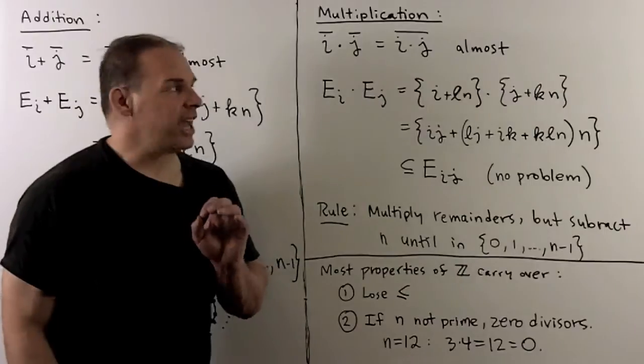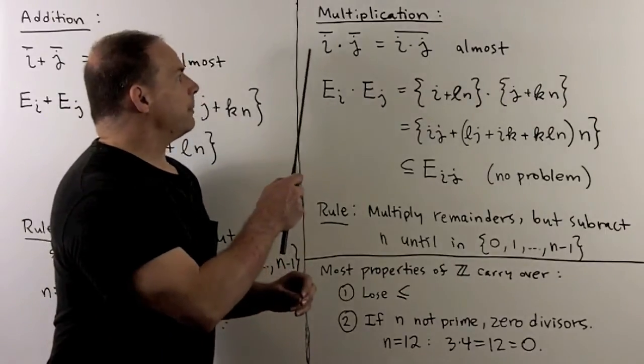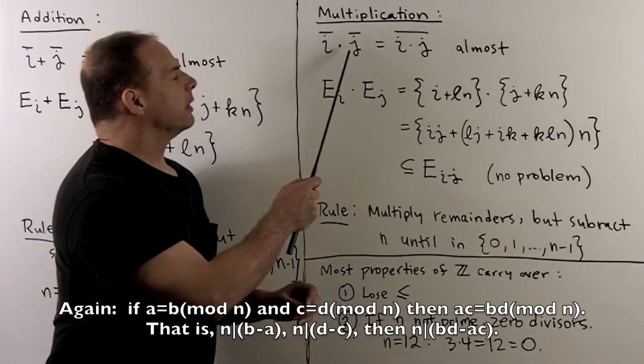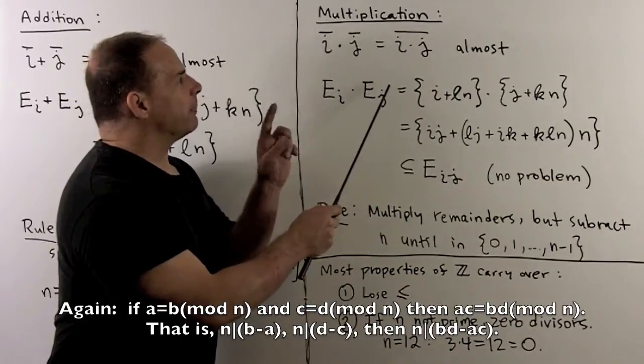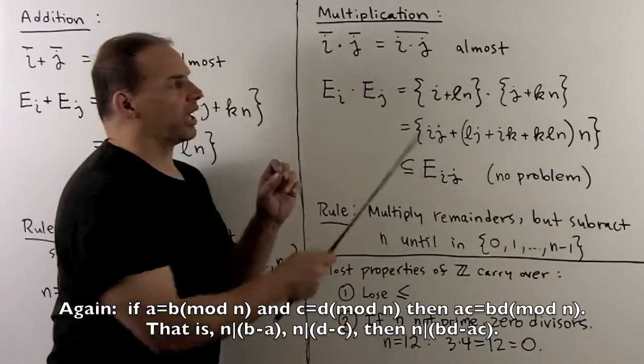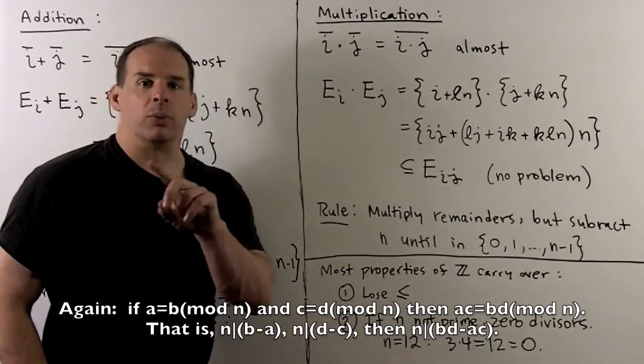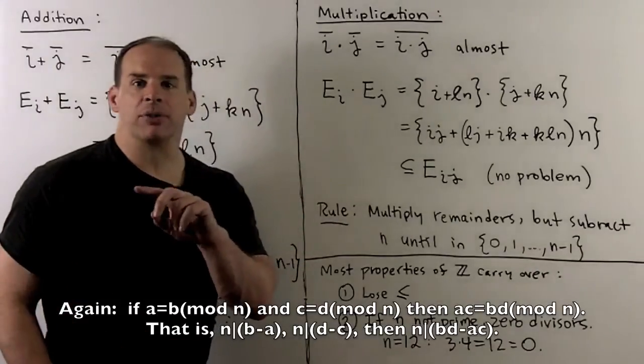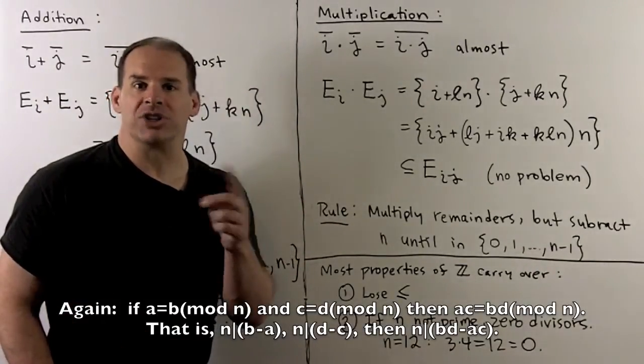We also have multiplication. Our rule is going to be the same as before. If I take the class for i times the class for j, we're going to define the multiplication to be the class for i times j. If we're working with remainders, then we're going to take i times j and subtract off multiples of n until we wind up back in our set of labels.